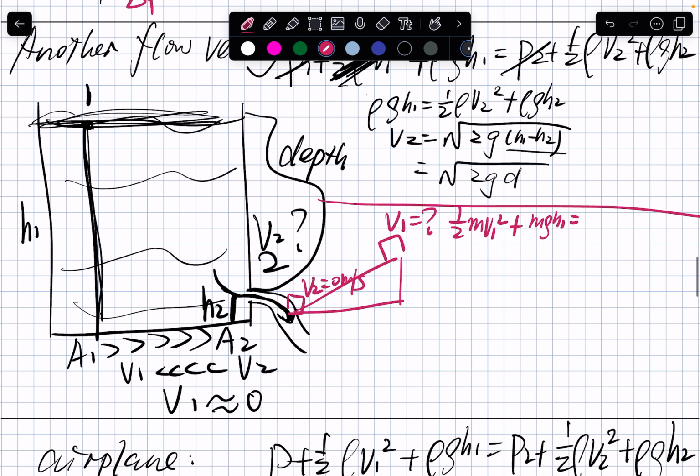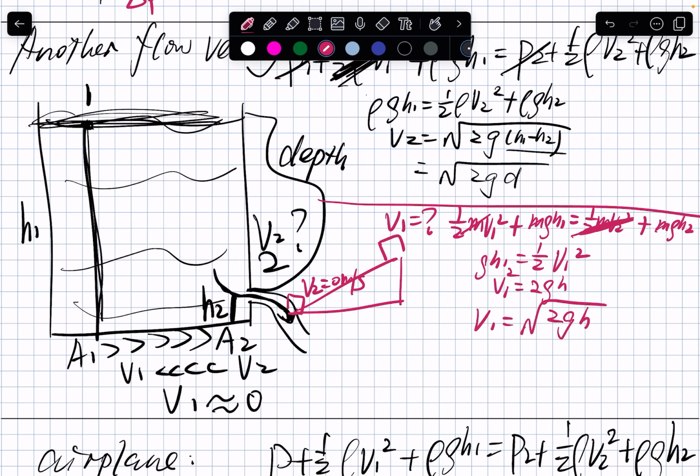Equals the kinetic energy at point 2, which is 1/2 mv2 squared, plus the potential energy at point 2, which is mgh2, right? And I can cross out this v2 because it stops, right? It's 0 meters per second, so I can cross that out. And then I can also cross out the m, right? All the masses are the same. So I have this gh1 basically equals 1/2 v1 squared, and then my v1 squared equals 2gh, right? So my v1 equals the square root of 2gh, right?